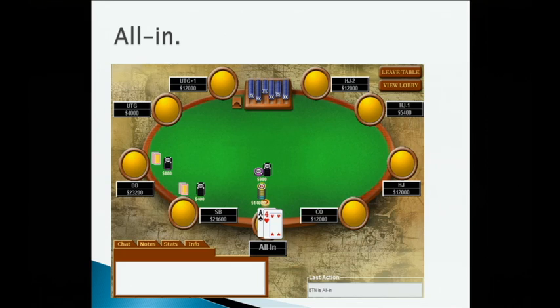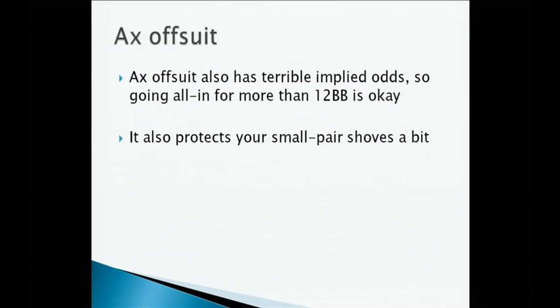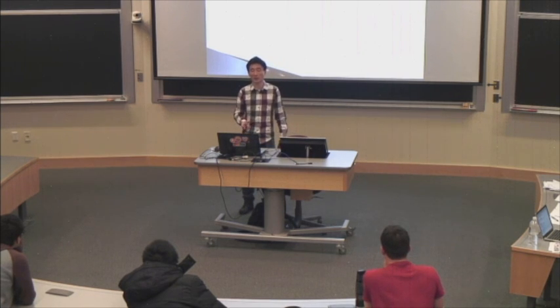17.5 big blinds from the button, but I think going all in with ace-4 offsuit is fine, basically. So it's a lot. It's 17.5 big blinds, but once again, ace-x offsuit has terrible implied odds. It also protects your small pair shoves a bit.